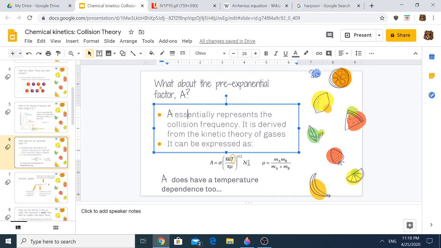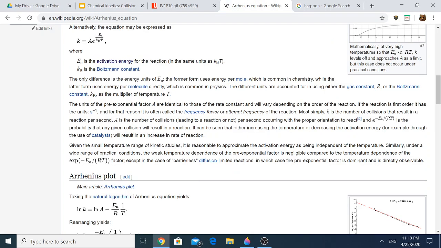However, it may be worth noting that A has a temperature dependence, which I found puzzling at first because in many of the kinetics calculations I've done before, I never took this into account. In fact, it is typically assumed in my calculations that A is independent of temperature. And so I went to look this up on Wikipedia. If I may direct you to this paragraph, this is the Wikipedia page for the Arrhenius equation: given the small temperature range of kinetic studies, it is reasonable to approximate the activation energy as being independent of the temperature, right?